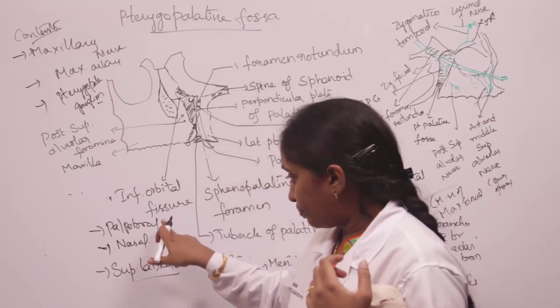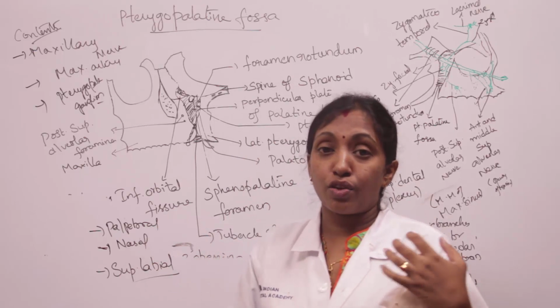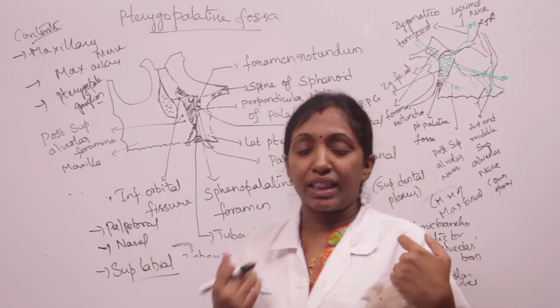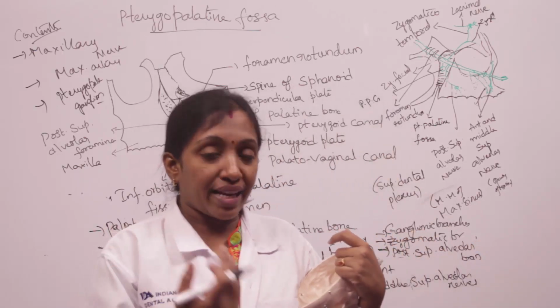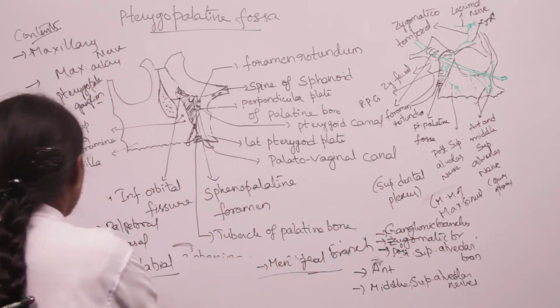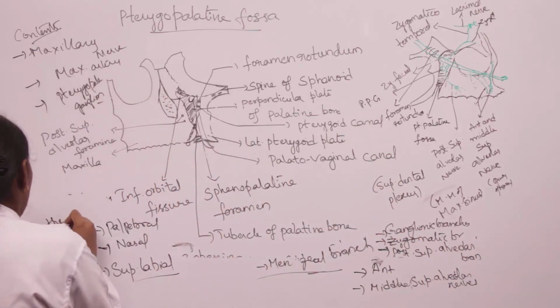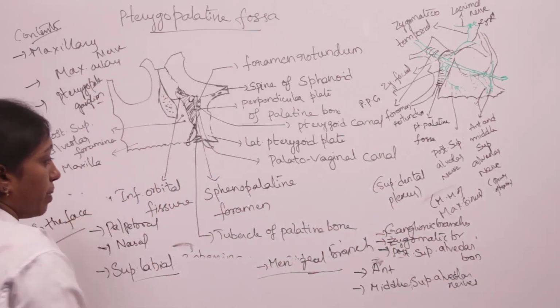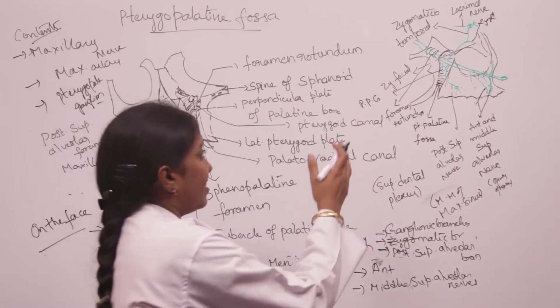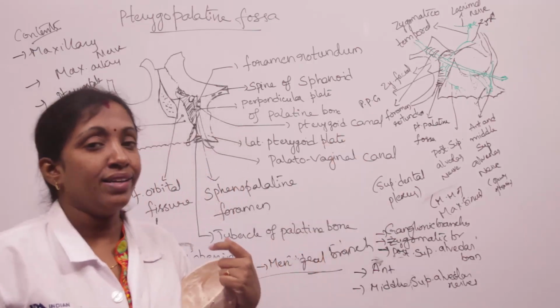Okay, so these are the terminal branches of the infraorbital nerve, which is nothing but the continuation of the maxillary nerve. On the face, it gives three terminal branches. Okay, so that's about the maxillary nerve and its branches.